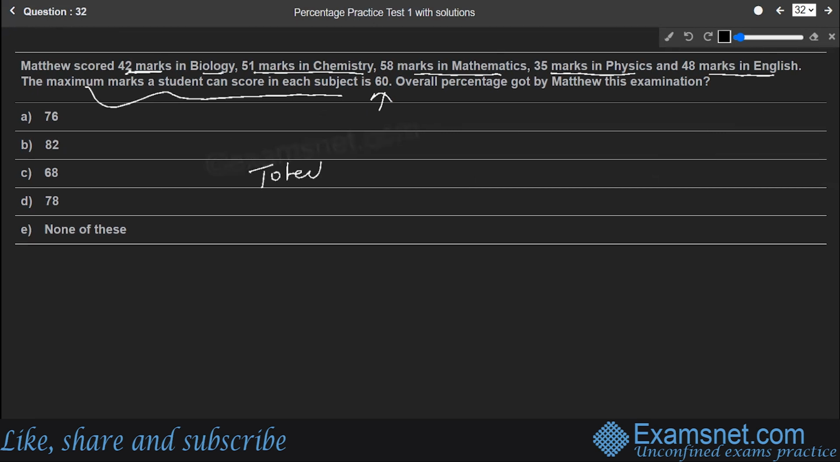So total of the maximum marks is, see, in each subject you can at max score 60. So total of the maximum marks will be 60 into 5, because there are 5 subjects. Okay, so the total maximum marks can be 300. Now, let us find out the marks obtained. Obtained marks can be calculated by adding all those marks.